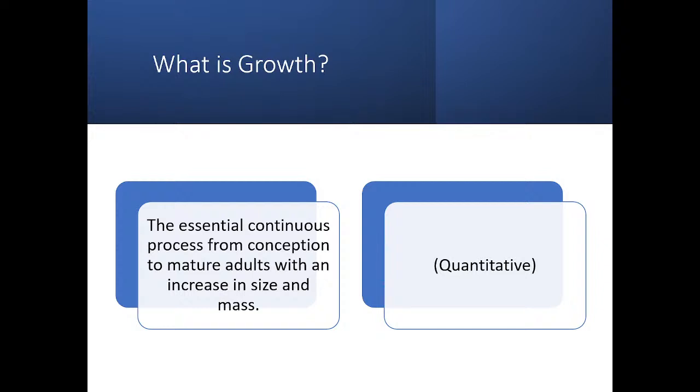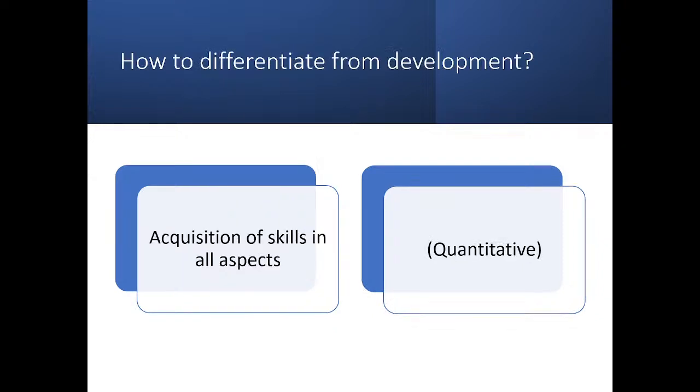So what is development? Development is a qualitative term. Development is actually the acquisition of skills in all aspects. Growth happens up to a certain extent. After that, only the weight can increase, to whatever limit you want. But otherwise, when we talk about growth, we usually talk about linear growth, skeletal growth, lymphoid growth or brain growth. There is always a time till which they grow, and after that there is an acquisition of skill. So this is the primary difference between growth and development.